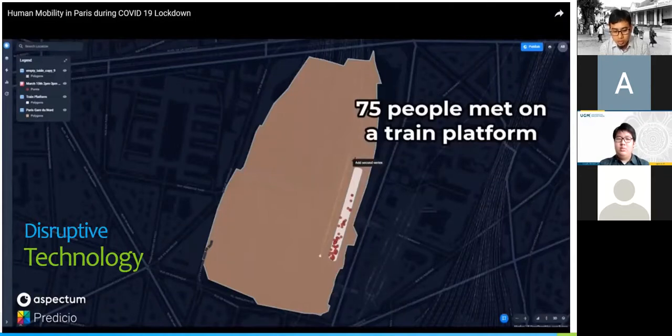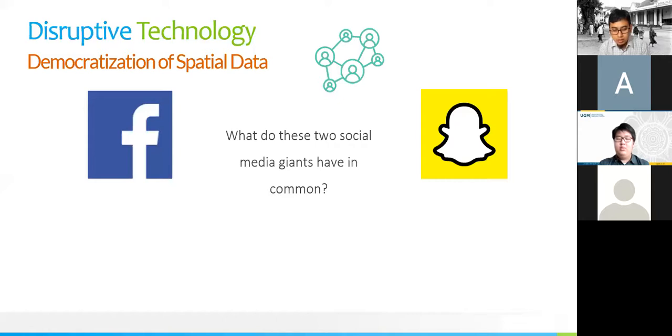There are scarier things on how our personal or individual positions are easily known by these companies. And yeah, we also have democratization of spatial data. I will not go into detail on this. There is a lot of democratization of spatial data already. You might recognize OpenStreetMap. But let me ask you this question. What do these two social media giants have in common in my slides here? Maybe anyone can answer this question.